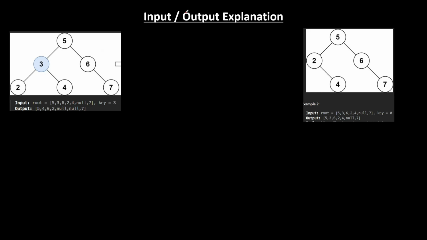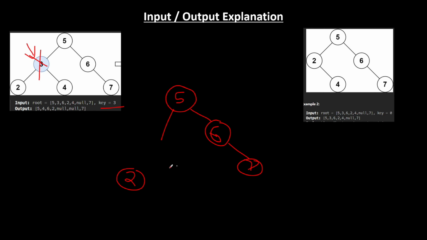Now let's understand the input output explanation. Here, if you could see, the key is given to be 3. So this is the key, right? And suppose I have deleted this particular node. So what should happen? Let me draw the tree here first. Suppose this is the tree, and you have deleted this particular node.